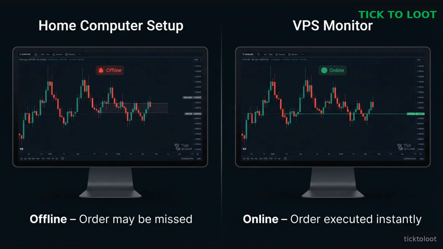Additionally, a VPS often offers lower latency, which is the time delay between sending an order and the broker receiving it. Lower latency can be the difference between a stop-loss being triggered at 1.0800 or at 1.0795, which could translate to a few extra pips of loss.